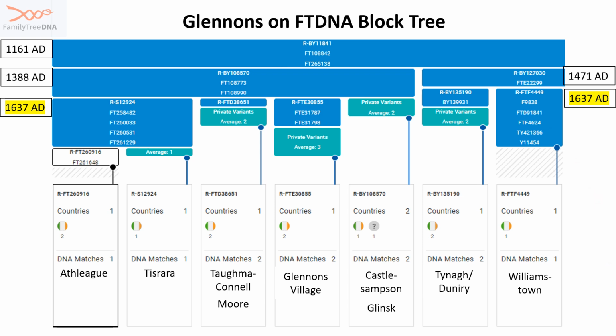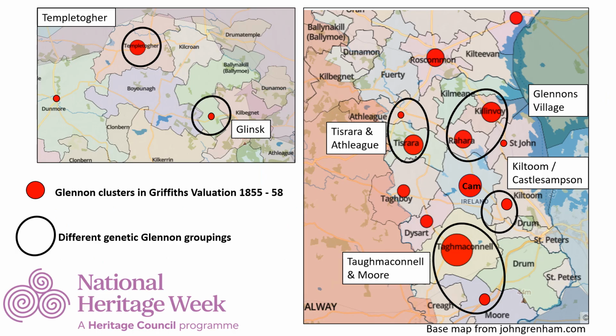So let's visualize that then on a map. A map from johngrenham.com. So this is a great resource for doing genealogy and surname research. But basically, I've merged all the different variations in spelling of the Glennons onto these maps. And what we see here in the red dots is the concentrations of Glennons in those particular parishes. So the size of the dot obviously is the larger number of Glennons. And then the black circles are the genetic clusters. So we're highlighting the genetic clusters among these different groups.